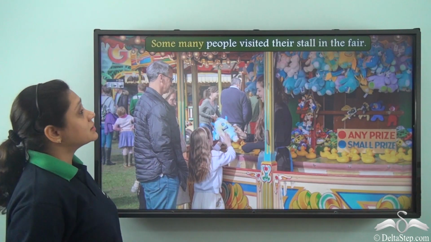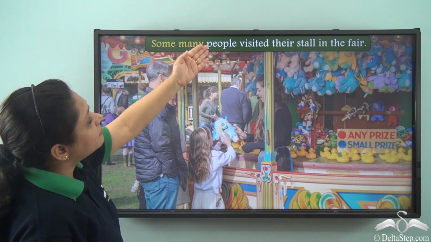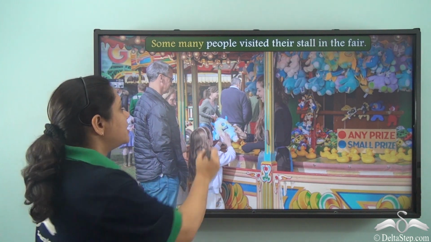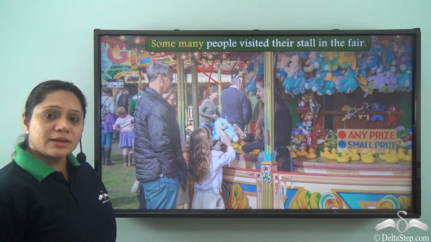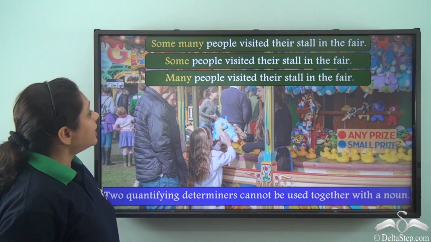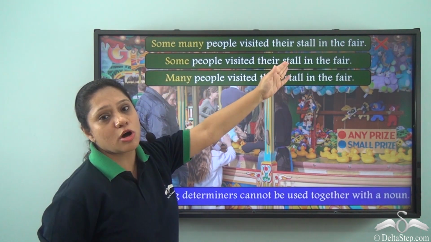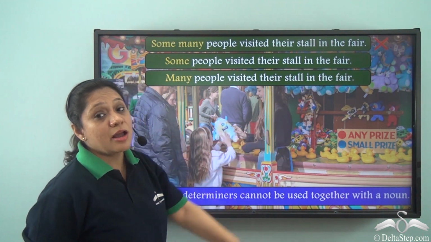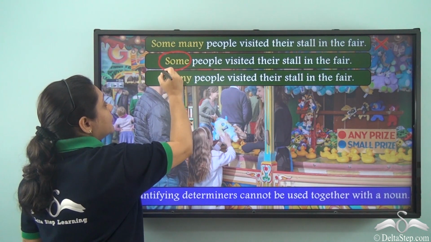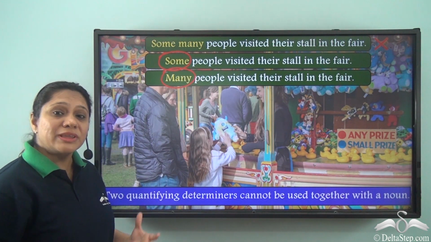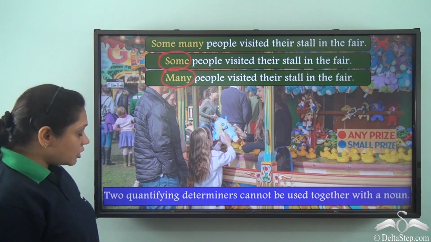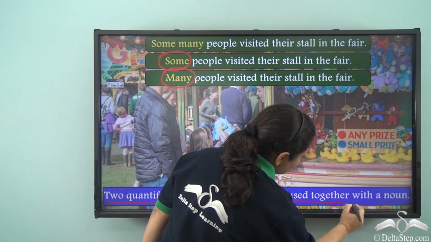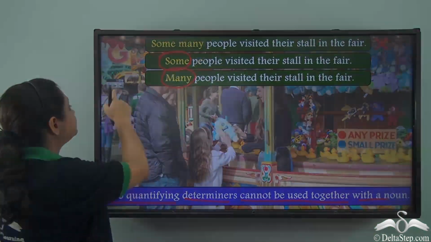What about this sentence? Some many people visited their stall in the fair. Is it making any sense? No, this sentence is not grammatically correct. We can either say some people visited their stall in the fair or many people visited their stall in the fair. We cannot use some, many together with the same noun in a sentence. So we can say that two quantifying determiners cannot be used together with a noun.